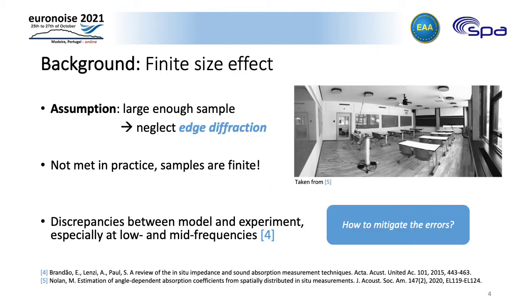Nevertheless, in-situ methods make an important assumption, that the sample is large enough compared to the acoustic wavelength, such that the contribution of edge diffraction to the sound field can be neglected. The finite size effect is the consequence of this assumption not being valid in practice, because absorbing materials have finite size, which ultimately introduces a bias in the measurements. This bias has been attributed as the cause of oscillatory discrepancies, as the ones we saw in the first slide, between the model and experiment, particularly in the low and mid-frequency regime. Therefore, it is of great interest to look for strategies that can mitigate these discrepancies.